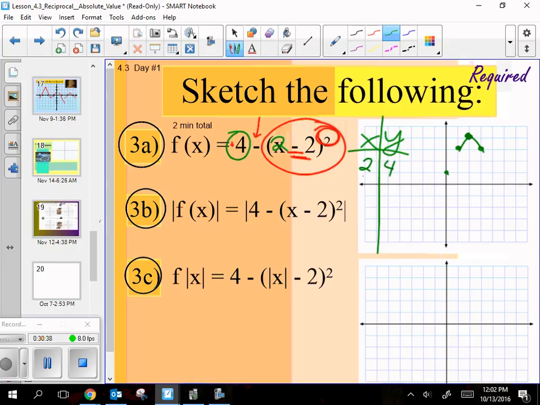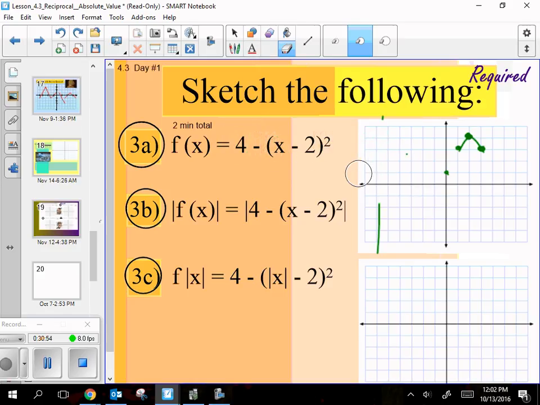2 gave me 4. Let me stick in 3. 3 minus 2 is 1. 1 squared is 1. 4 minus 1 is 3. 3 comma 3. Over 3, up 3. That's that spot right there. And keep on going and make more dots. So if you get lost in your graphs, just make an XY chart. Easy peasy. Then the next part was take the absolute value of it.